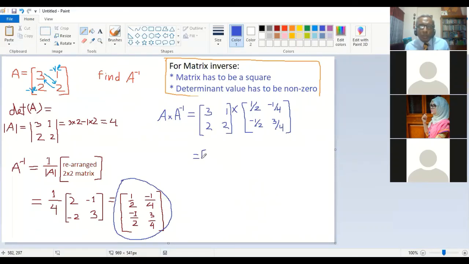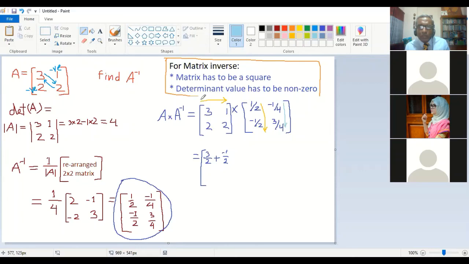You can do the calculation, you know how to do that. The 3 into 1 by 2, from the left side you will go and then come down. You already know the rule. So 3 into 1 by 2 is 3 by 2, and then plus 1 into minus 1 by 2, so minus 1 by 2, right? And then put a gap, go to the next column.